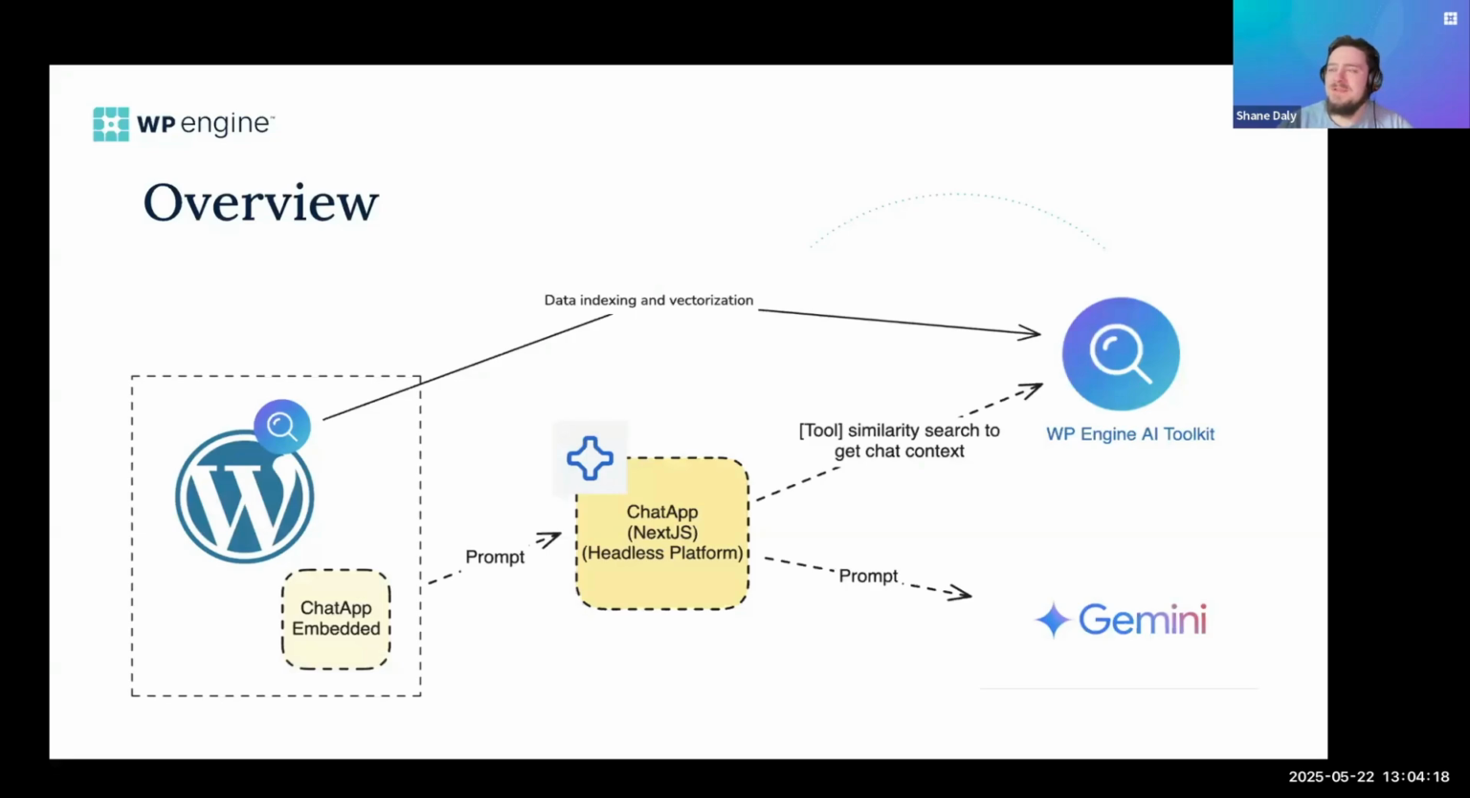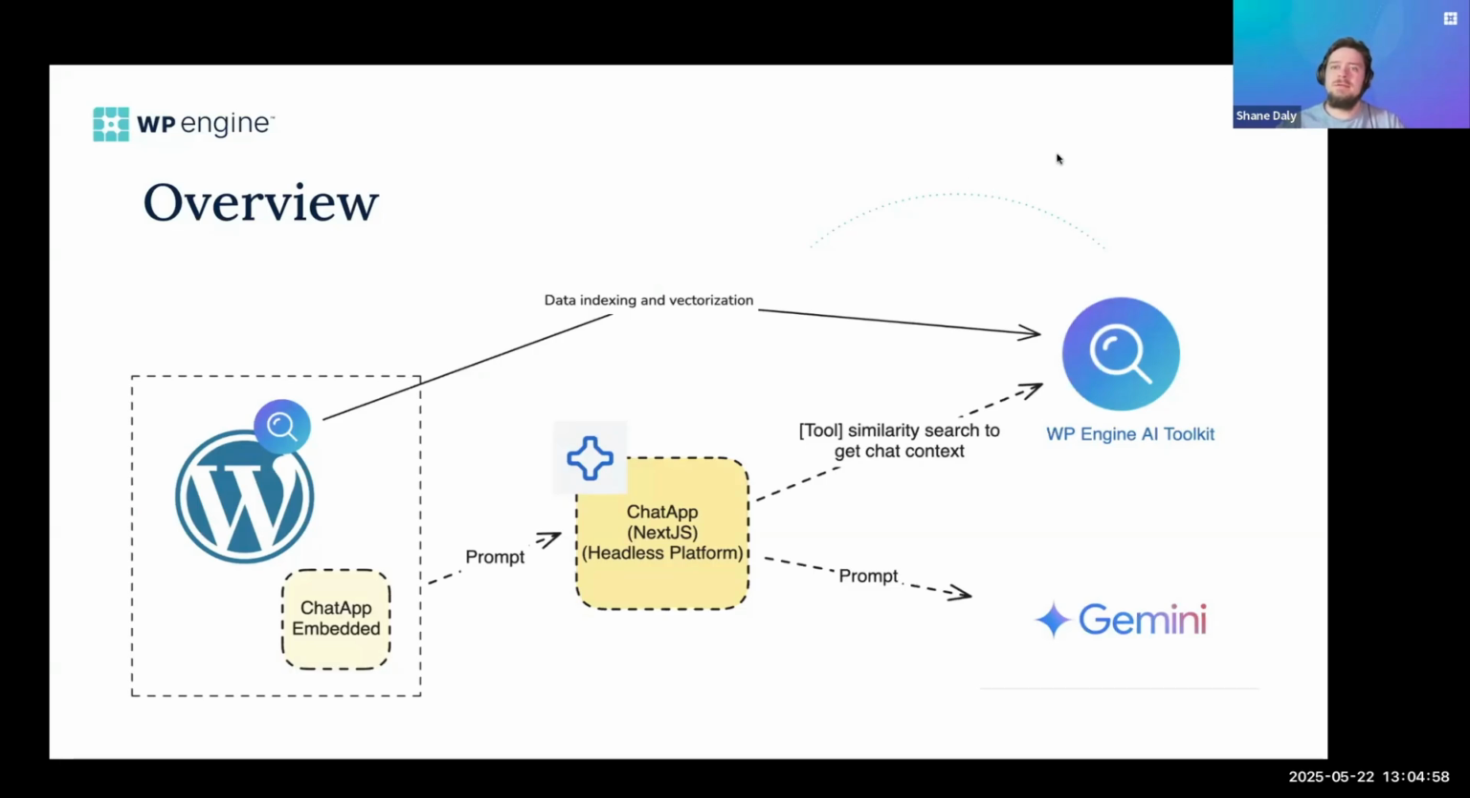All right, so here's what we're going to be building today. On the left-hand side, I'm going to have a WordPress site. This WordPress site is going to contain information about TV shows that I blog about. I'm going to have the WP Engine AI Toolkit add-on installed on this WordPress site. And what that's going to be doing is vectorizing my data. We'll talk about that in a second. Next, we have the chatbot itself, which will be talking to Gemini, and it'll be sourcing natural language queries via the similarity search API, which we'll dig into.